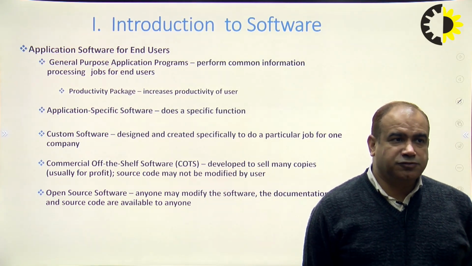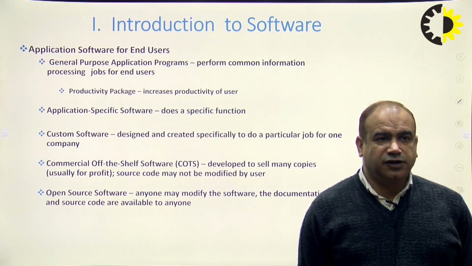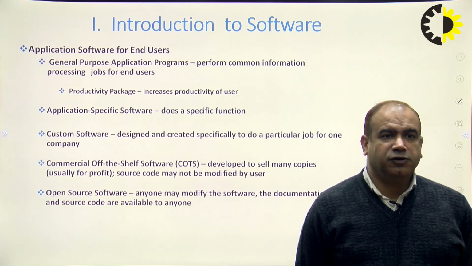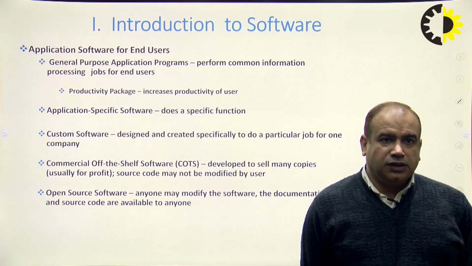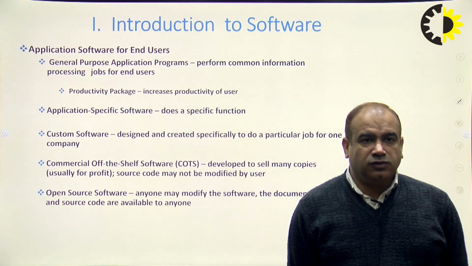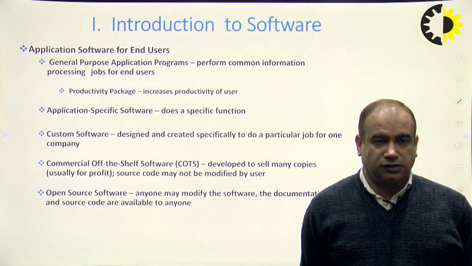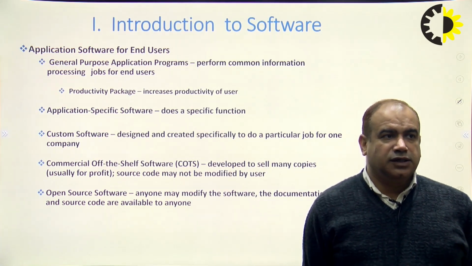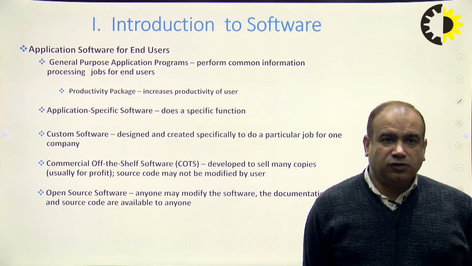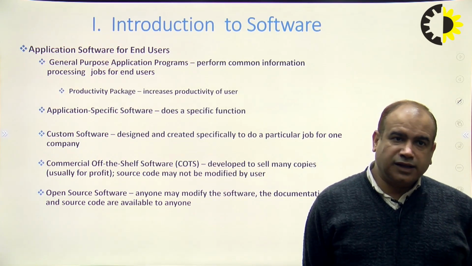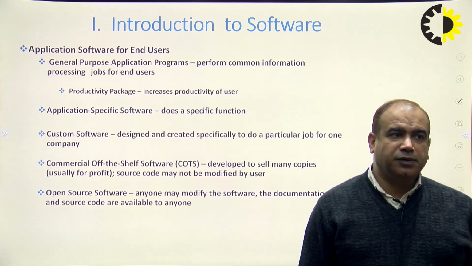Next is custom software. These are designed and created specifically to do a particular job for one person or a company. For example, an in-house mailing system is a major example of customized software. Or any ERP that is customized for a particular company is part of custom software.